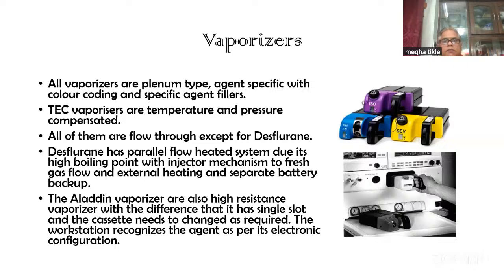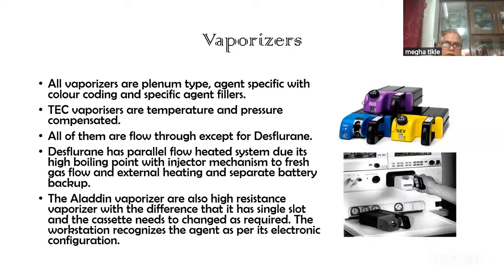Now all the vaporizers are plenum type, agent specific, color coded with a specific filler. Tec vaporizers are temperature and pressure compensated. They are flow through except for desflurane, which is an injector type. And desflurane has a parallel flow with a heating system due to its high boiling point and an injector mechanism. So after the external heating, a small amount of vapor is injected into the backbar and the fresh gas flow, and that is how the concentration of desflurane is achieved.